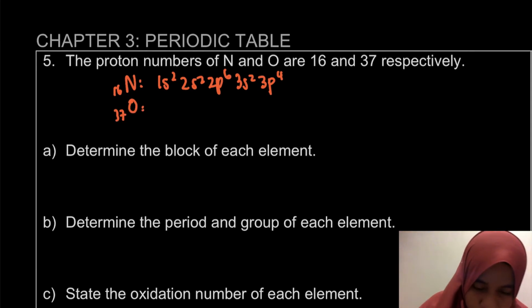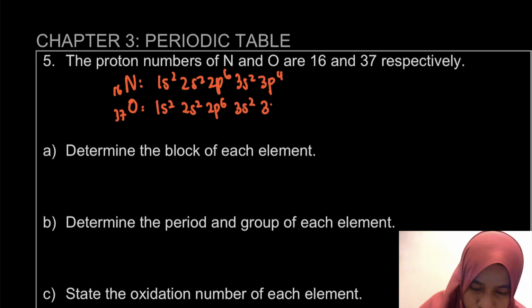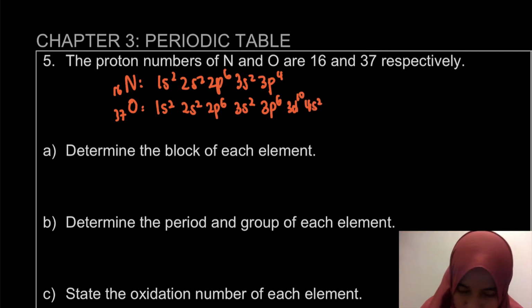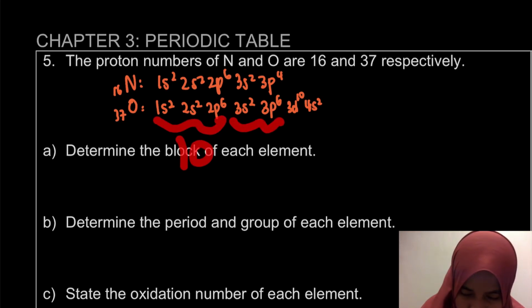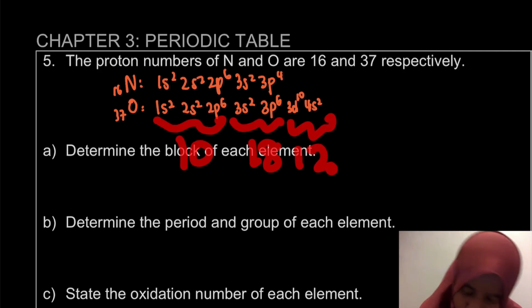So let's do it together. 1S2, 2S2, 2P6, 3S2, 3P6. Ini misal buatnya 4S2, 3D10 kat sini ni. So here is 10, here is 18, here is 12. Complicated pula nampak macam ni. So here is only 30.